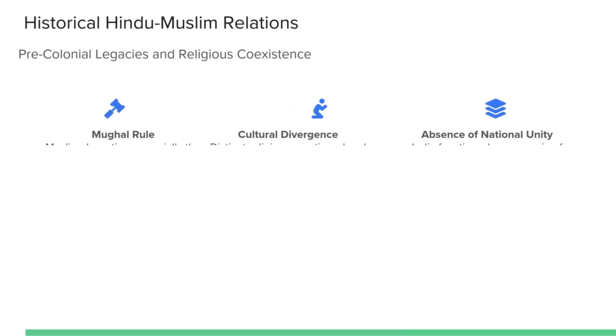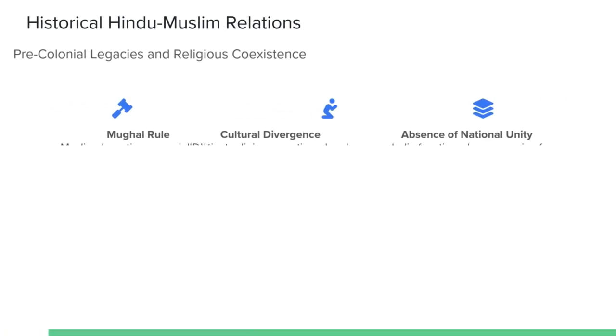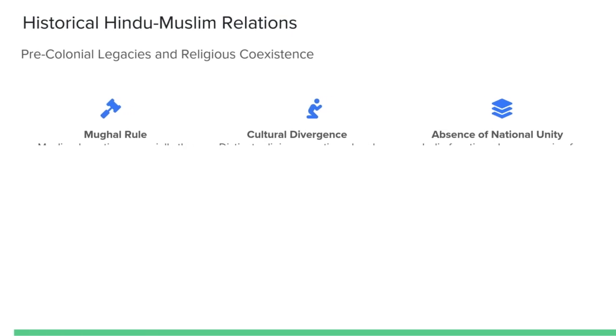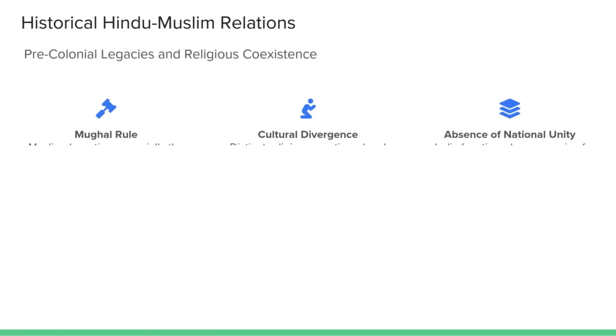Historical Hindu Muslim relations. Pre colonial India under the Mughal Empire was marked by a mosaic of religious communities. Though there were movements of coexistence, distinct legal and cultural traditions remained separate.